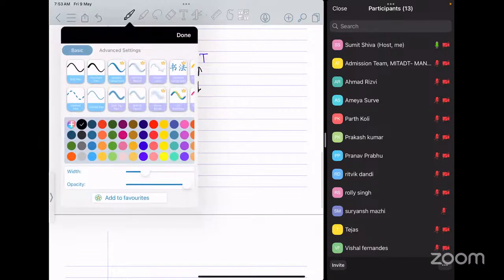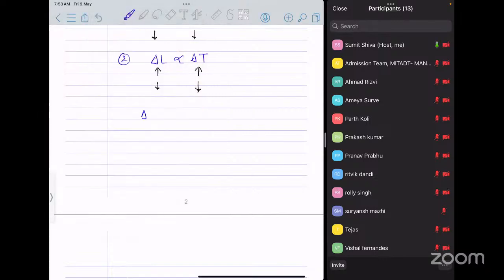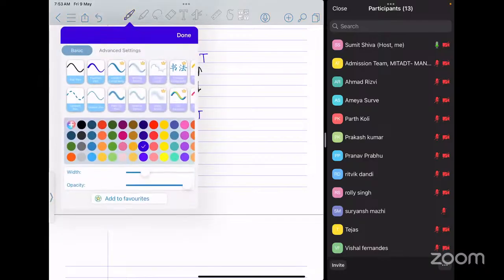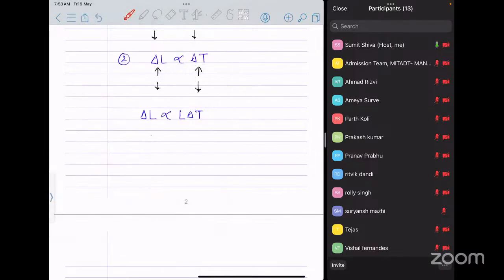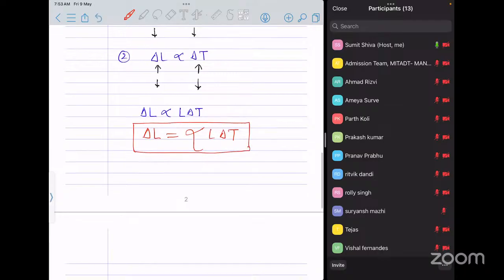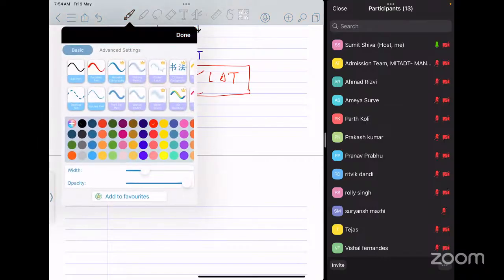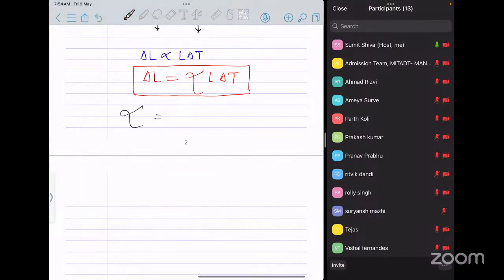If you club these two factors, you will get delta L directly proportional to L delta T, and on removing the proportionality, we have a constant: delta L is equal to alpha L delta T. So this is the formula for linear expansion, and here we have a special constant, that is alpha. We call it the coefficient of linear expansion. Are you getting it or any doubt in it?